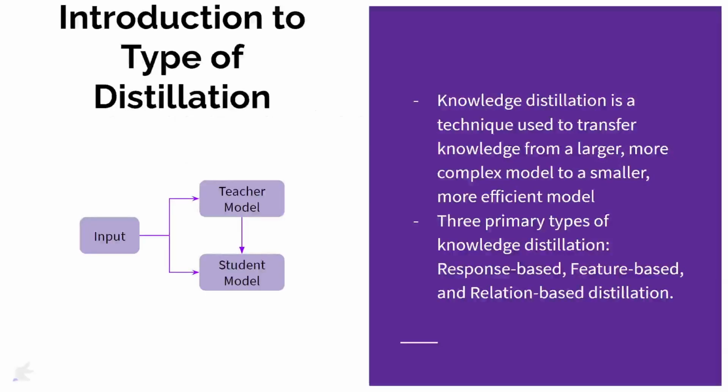Knowledge distillation is a technique used to transfer knowledge from a larger, more complex model to a smaller, more efficient model. This process allows the small model to achieve performance levels close to that of the large model while requiring significantly fewer resources. There are three primary types of knowledge distillation: response-based, feature-based, and relation-based distillation. Each type has its unique approach to knowledge transfer, strengths, and limitations.